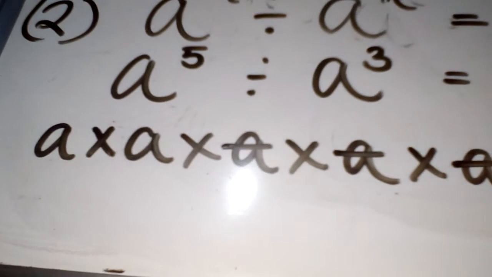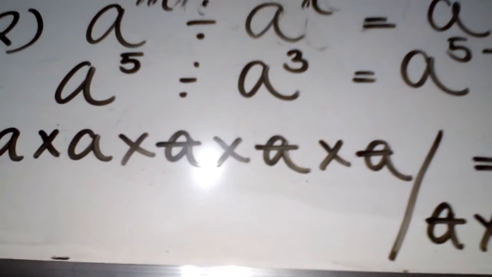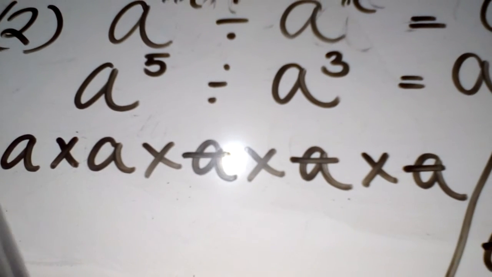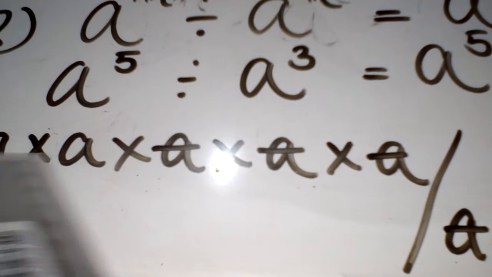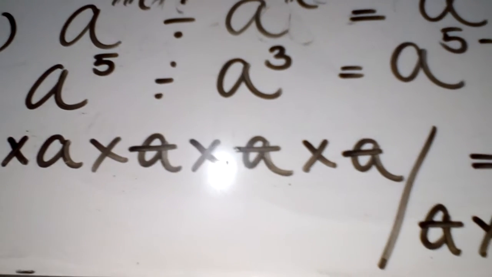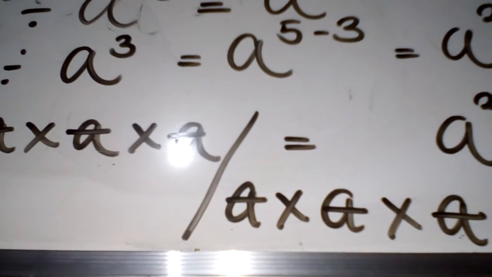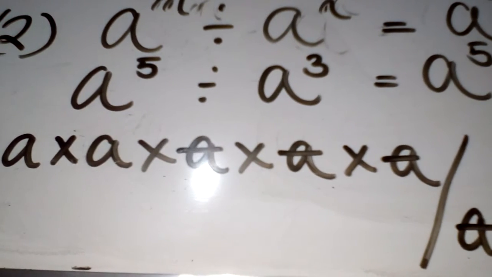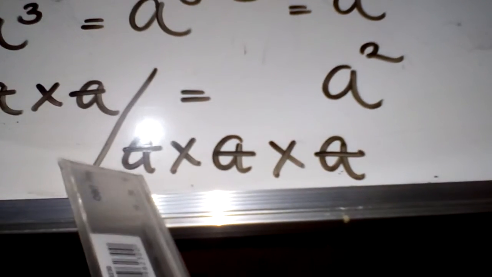This can be proved as follows. A to the power 5 will simply give us 1, 2, 3, 4, 5 a's. Now we're dividing this set of figures by a to the power 3, which is 3 a's.